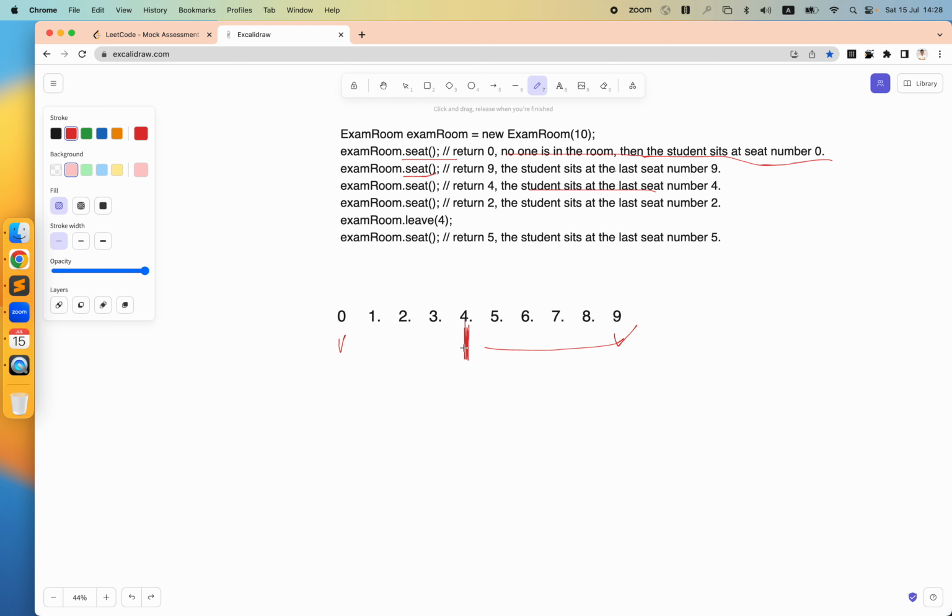Okay. And then again call sit return 2, right? 2, because this is distance 2, and this one is also distance 2. So this one, yes. So leave the 4 here, and sit, so it's return 5, because this is distance of 3. This one is also distance of 3, so this is 1. Not easy, huh?